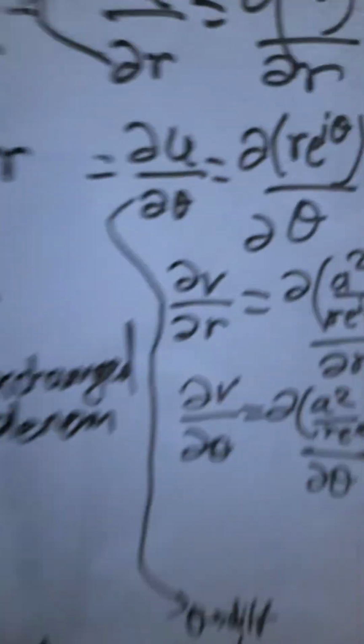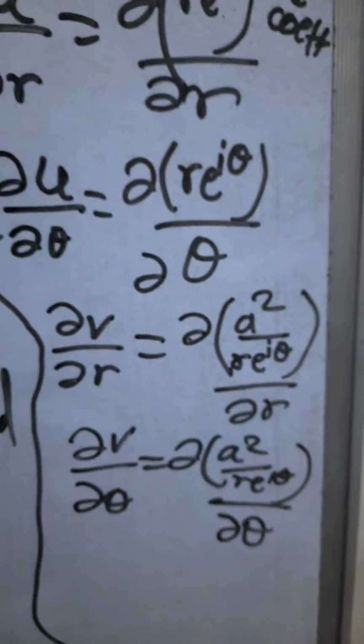But what we have here is e raised to i theta. By the way, d by dx of e raised to x stays the same. e raised to x, it would be e raised to i theta.